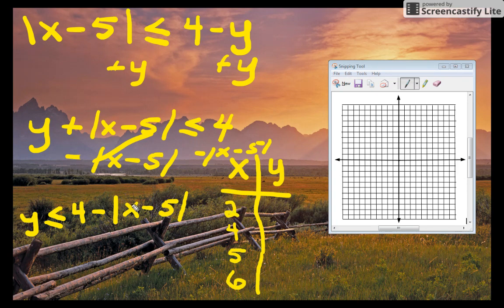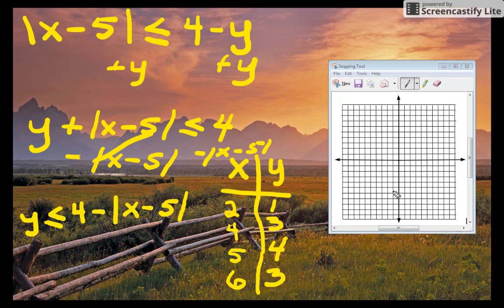So 2 in for x, 2 minus 5 is negative 3. Absolute value of that is 3. 4 minus 3 is going to be 1. If we put in 4, 4 minus 5 is negative 1. Absolute value is 1. 4 minus 1 is going to be 3. And then we put in 5. 5 minus 5 is 0. Absolute value of 0 is 0. 4 minus 0 is just 4. And then for 6, we have 6 minus 5, which is 1. Absolute value of that is 1. 4 minus 1 is 3 for our y.